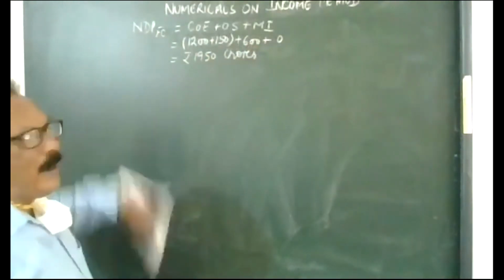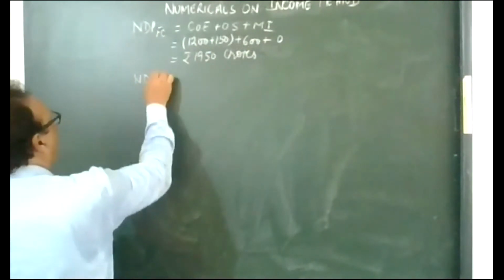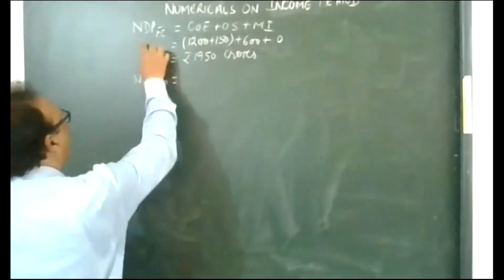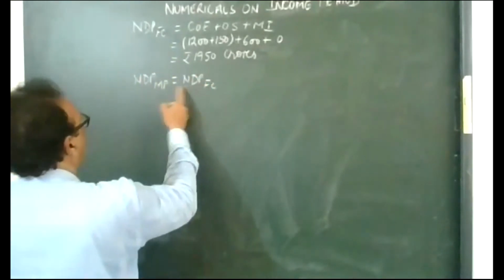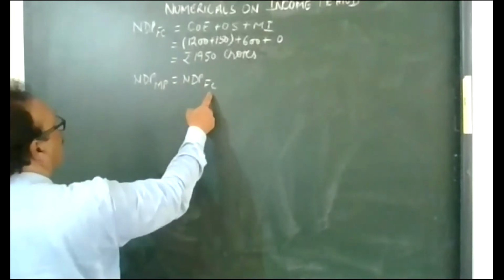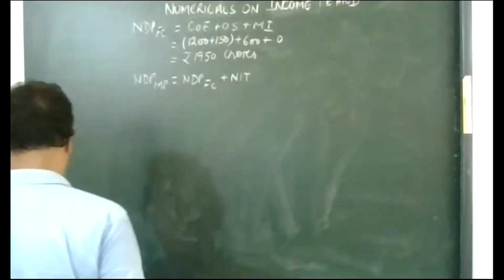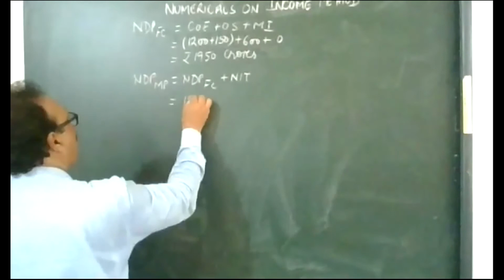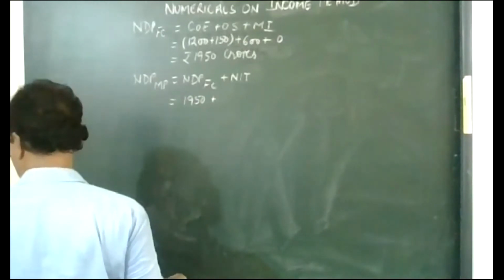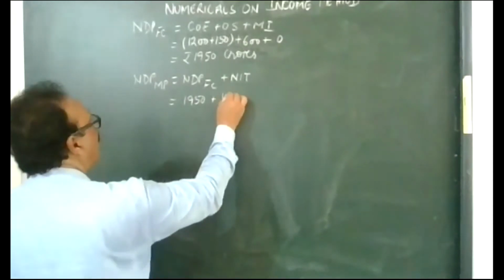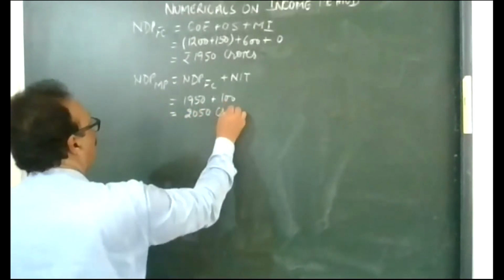Now this is NDP at factor cost. We have to calculate NDP at market price. From NDP at factor cost, simple. All these are the same. The difference is from factor cost to market price, we will add NIT. So here the value is 1950 plus net indirect tax, which is directly given as 100, and that is equal to 2050 crores.